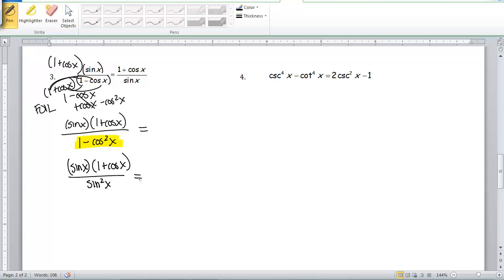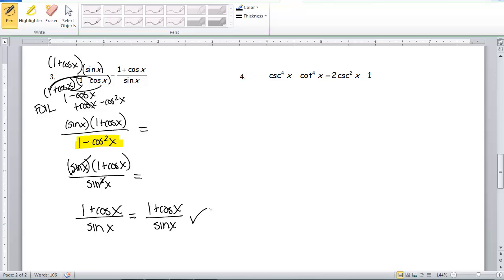Next, I notice that I have a sine in the denominator, and in the numerator multiplied is another sine. So I can cancel that sine with the one from the denominator. That's going to leave me with just the 1 plus cosine x in the numerator and just a sine x to the first power in the denominator, which again was the goal we were trying to get to. So I'm done. Let's now look at number 4.